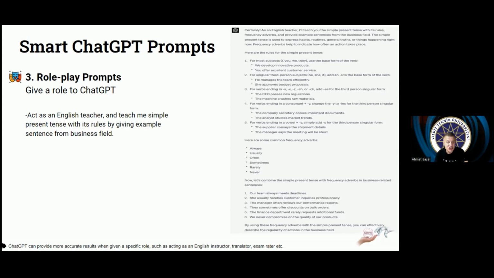If you pay attention to the rule explanations and also the example sentences on the right of the screen, you can see the examples are from the business world. You develop innovative products, or our team always meets deadlines. She usually handles customer inquiries professionally. Okay, this is important. I use a combination of prompts in here to get the best results from ChatGPT.